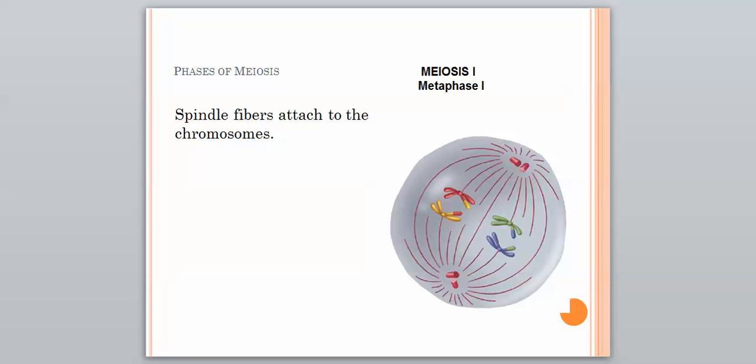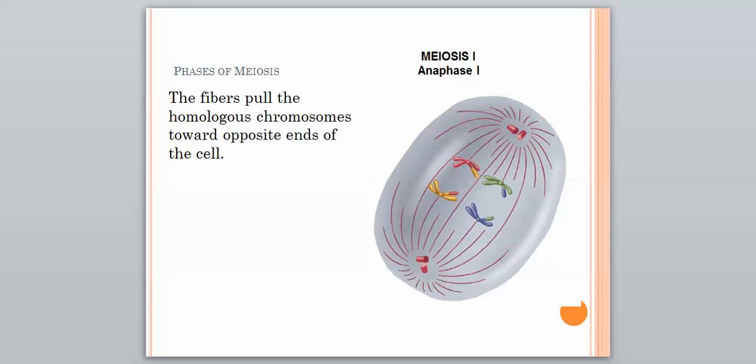Then during metaphase 1, our spindle fibers attach to the chromosomes, which is the same as what happens in our other stages. And then in anaphase 1, the fibers pull the homologous chromosomes towards opposite ends of the cell. So again, this is all review. The main difference being, as you can see, our chromosomes there have crossed over. They've exchanged information from other chromosomes.